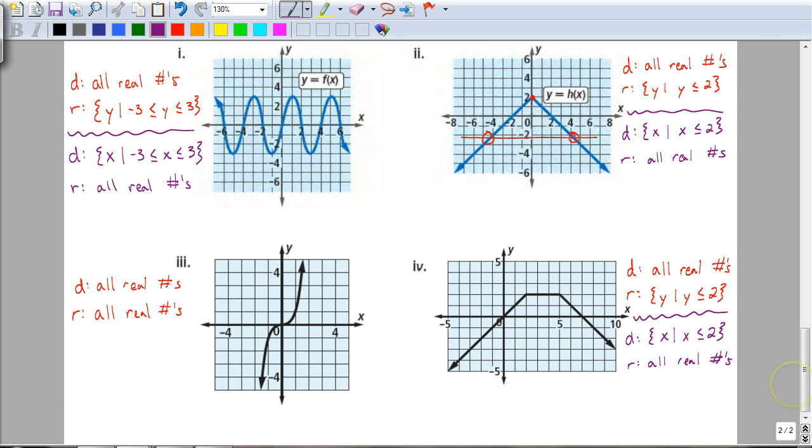So there you have it. Hopefully you have a better concept now of how to determine if the inverse of a graph is a function, and how to find the domain and range. So good luck on your homework assignment.